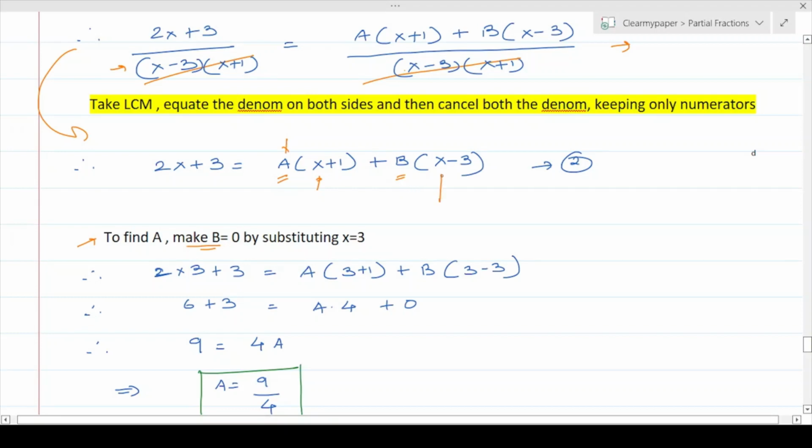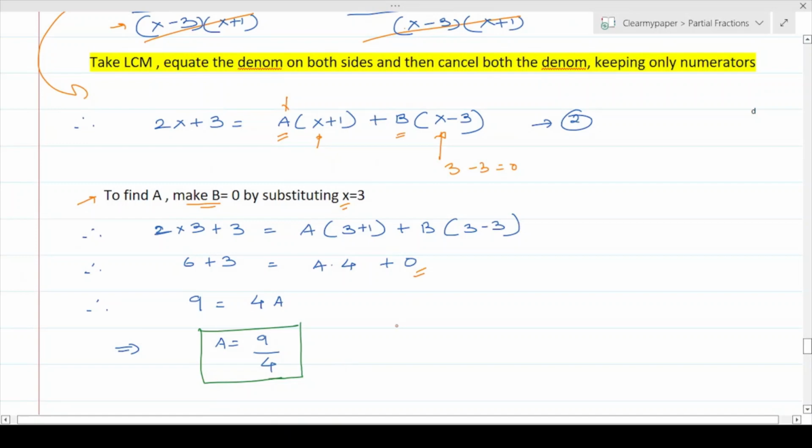If you substitute here plus 3 in the value of x, it becomes 3 minus 3 is equal to 0, and then b automatically becomes 0. That's what we see here. And that way we have substituted the value of x, and b has become 0. So this becomes one equation and one unknown, where a is the unknown, and we find the value of a by simple substitution, where a is equal to 9/4. Okay, that's what it is.